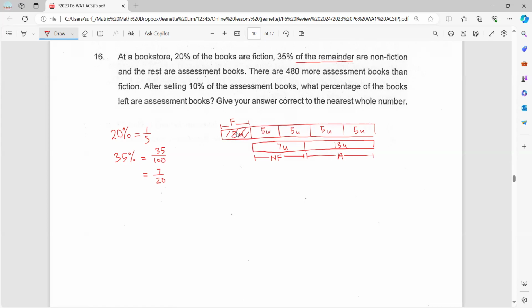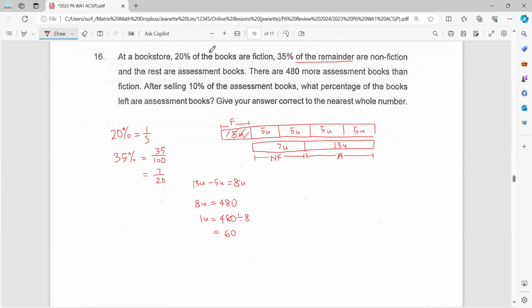Okay, so what I have next is 480. 480 more assessment books than fiction. So let's find out 480, how many units? It is the difference between A and F. So 13 minus 5 is 8 units. So 8 units is 480, since that is the difference. Then let's find 1 unit first. 1 unit is 60.